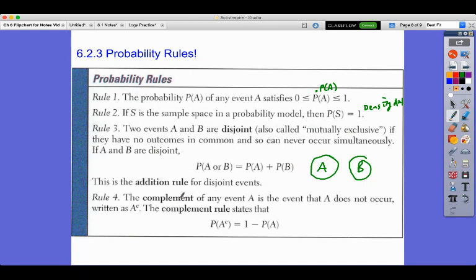And then the complement of any event is that the event A does not occur. You can write it as A to the C. I also write it like this, tilde A, not A. That's the logic way of writing it, the complement of A. You can write it like that, and it's 1 minus the probability of A happening.